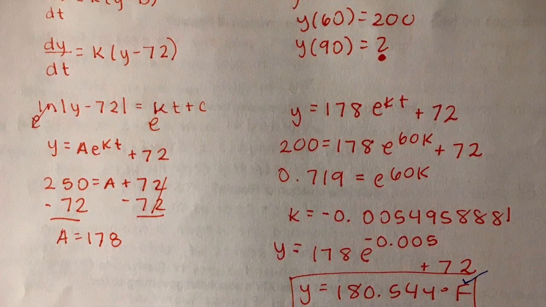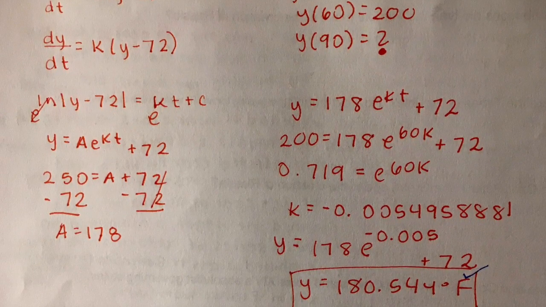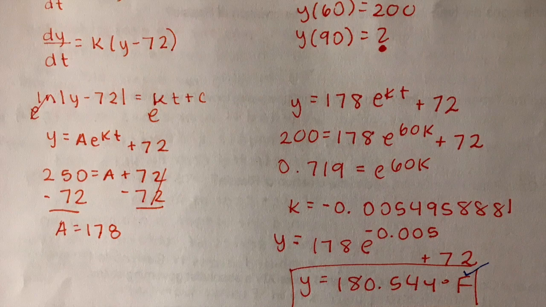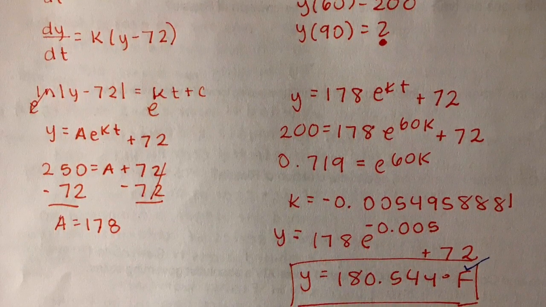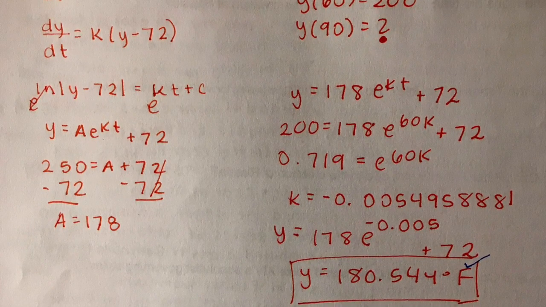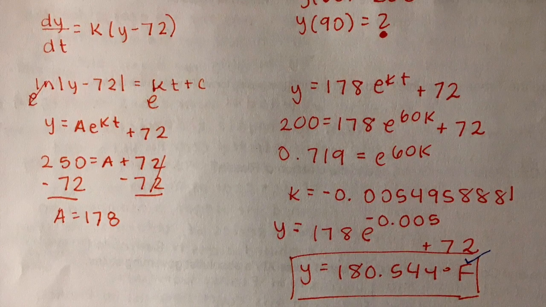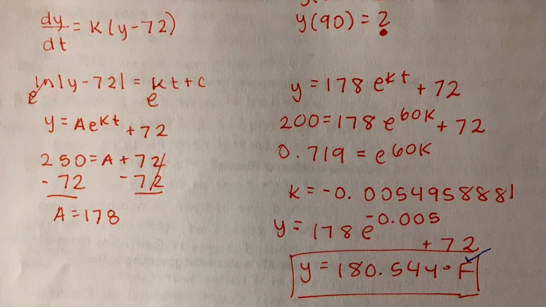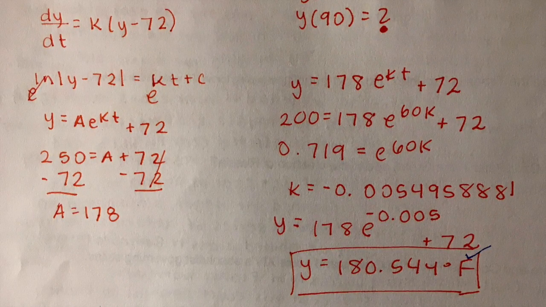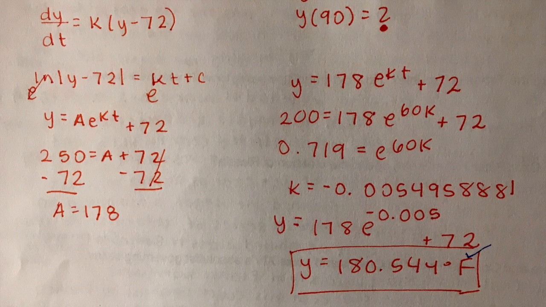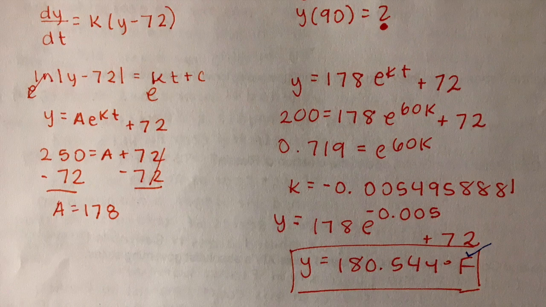We now have y = 178e^(kt) + 72, but we need to solve for k. So we're going to use the other bit of information that's given to us, which is the temperature of the casserole after 60 minutes. So you plug in 60 for t and set it equal to 200, and when you solve, you get k = -0.005495881. And then you can plug this in and you have your full-fledged equation, and you can solve for the temperature of the casserole at t = 90.